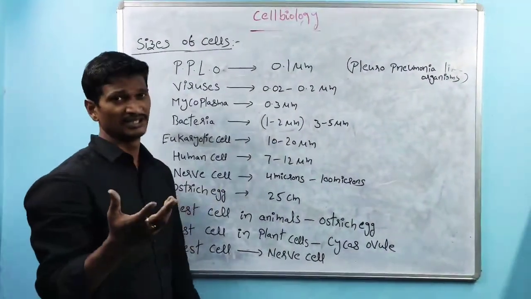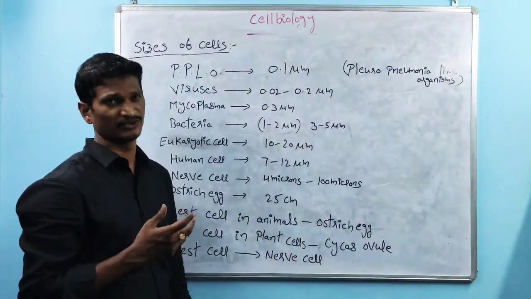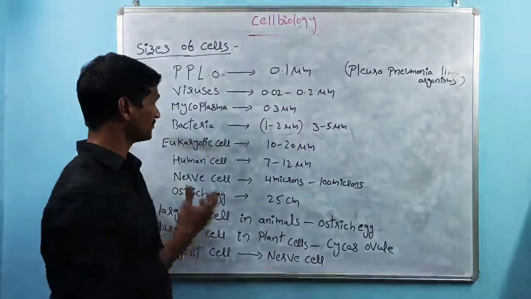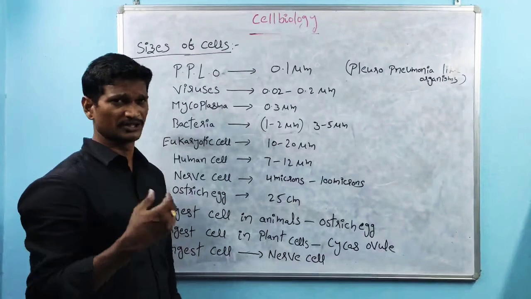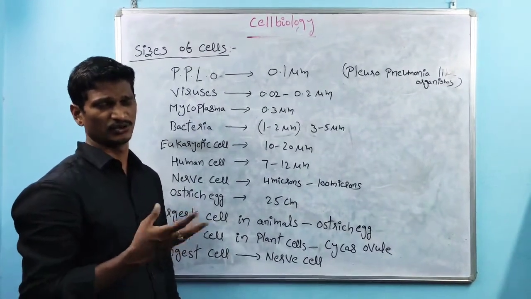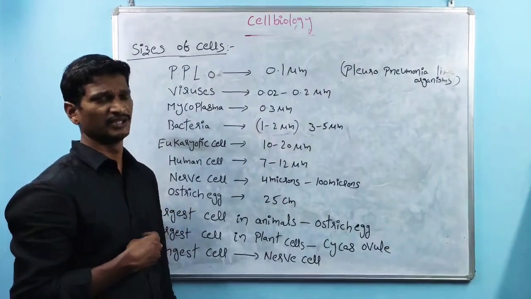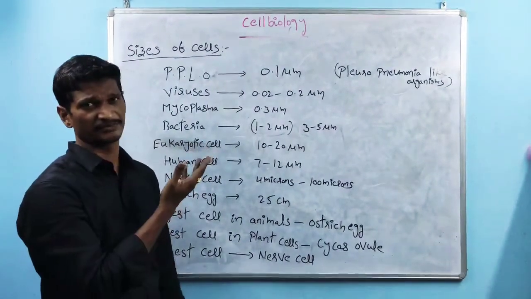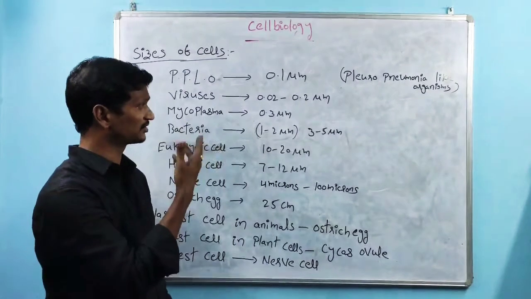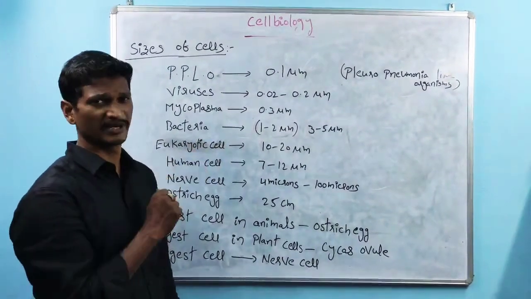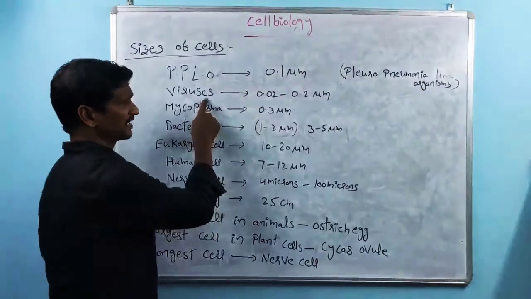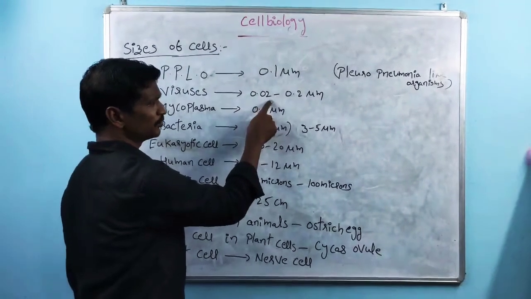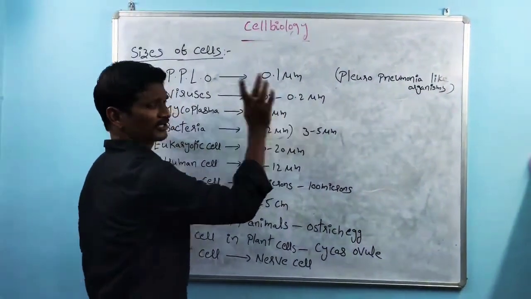Viruses are most dangerous. We know about viruses. Viruses cause diseases in plants, animals, human beings, and lower organisms also, and they also attack bacteria and destroy the bacteria. So viruses are 0.022 to 0.2 micrometer in size.